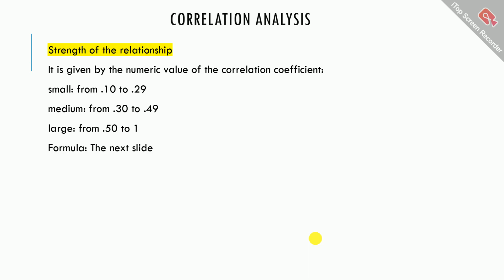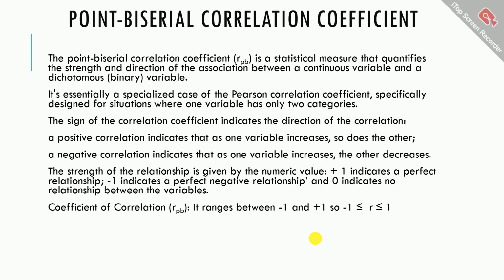Now a question is, when we have two variables, when one is quantitative but the other variable is binary, dichotomous or categorical, can we use a correlation coefficient to measure the relationship or association between the two variables? Yes, in that case we can calculate the point biserial correlation coefficient, designated as r sub pb, which is a statistical measure that quantifies the strength and direction of the association between one continuous and one binary categorical variable.